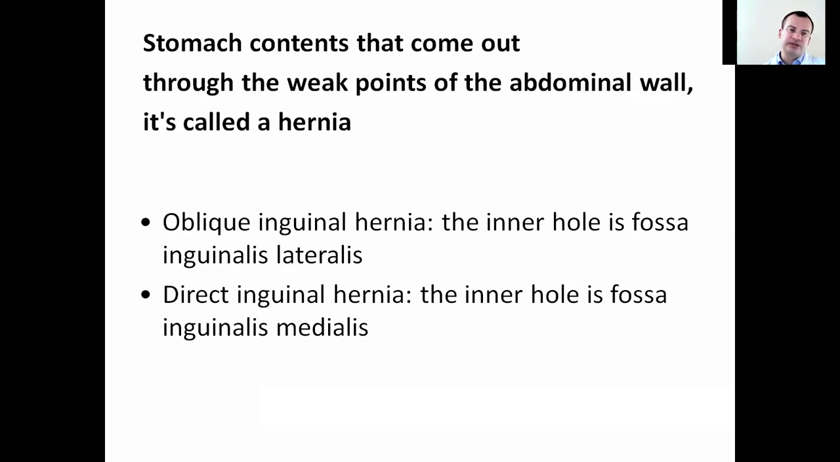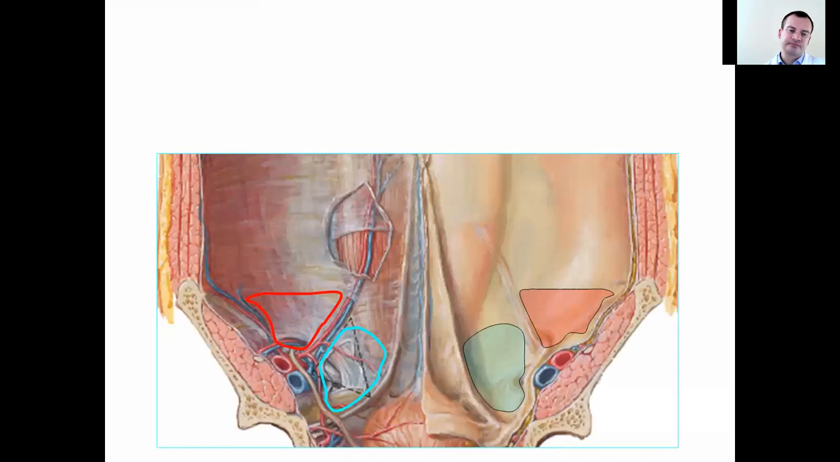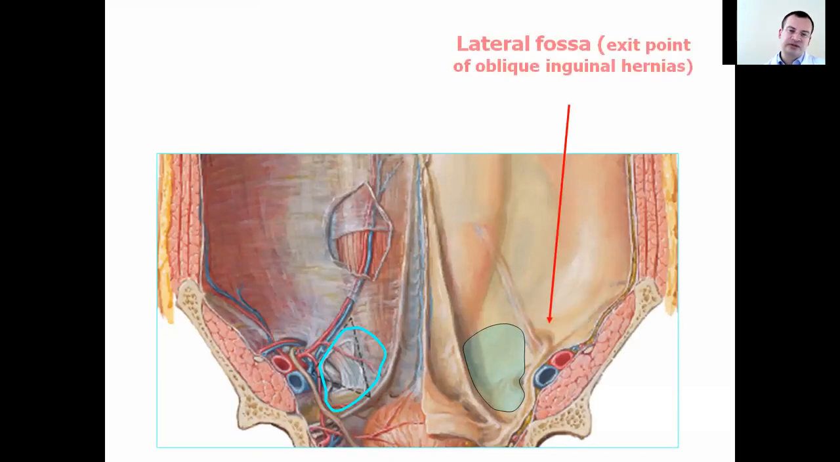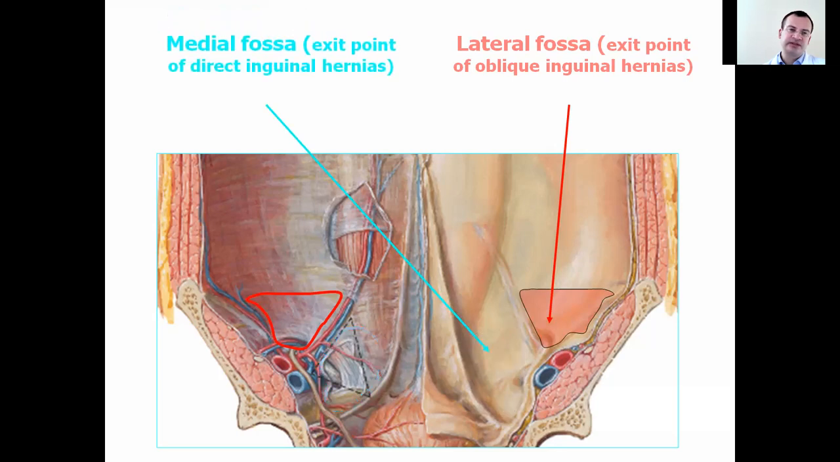Abdominal contents that come out through the weak points of the abdominal wall is called a hernia. Oblique inguinal hernia: the inner opening is the fossa inguinalis lateralis. Direct inguinal hernia: the inner opening is the fossa inguinalis medialis. So this is the lateral fossa, the site of oblique inguinal hernia, and the medial fossa, the site of direct inguinal hernia.